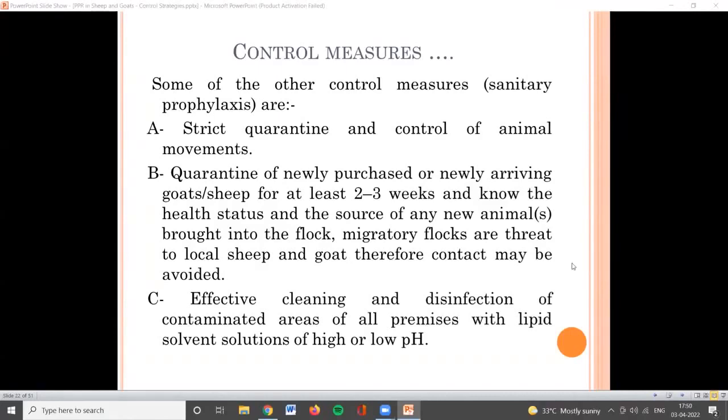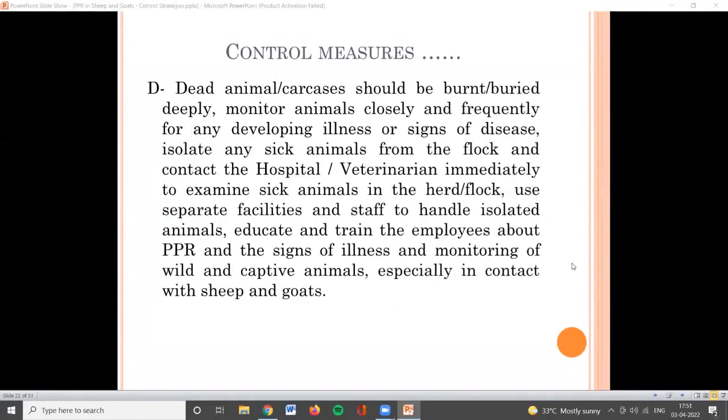Effective cleaning and disinfection of the contaminated areas of all premises is needed. Normally, the virus dies with alkalis like sodium hydroxide or lime and others. We must burn the dead animals, isolate the sick animals, and monitor the wild and captive animals, especially the animals which come in contact with sheep and goats.